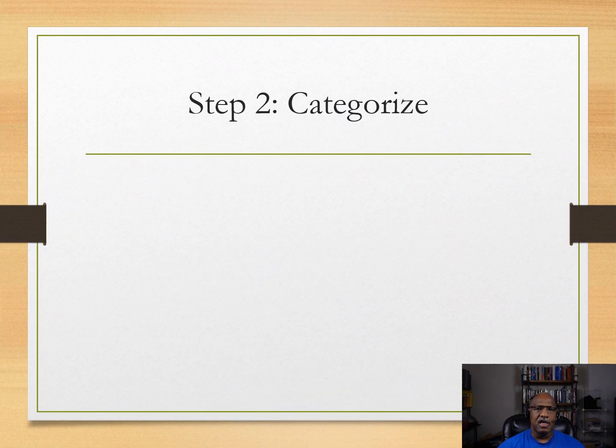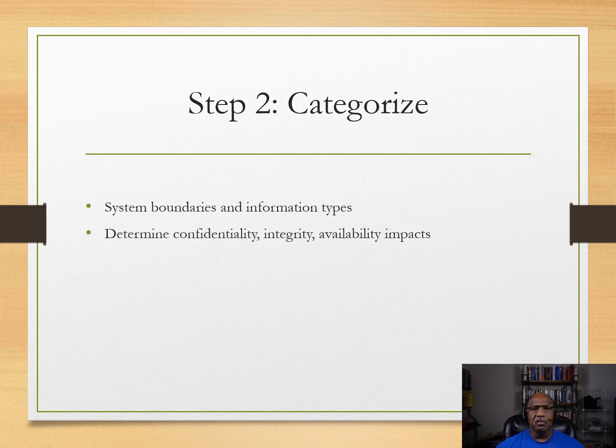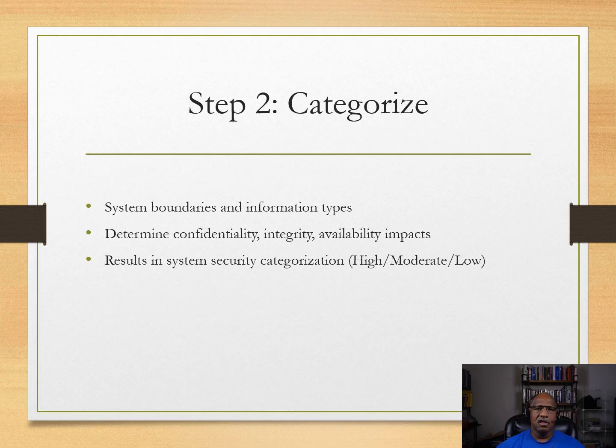And then in step two, the categorize step, the system boundaries and information types are established during this step. You determine the confidentiality, integrity, and availability of the information contained in the system. The results of the system security categorization is either going to be at low, moderate, or high, and that's going to be based off of the data or information type that's been transmitted, stored, or processed in that system.